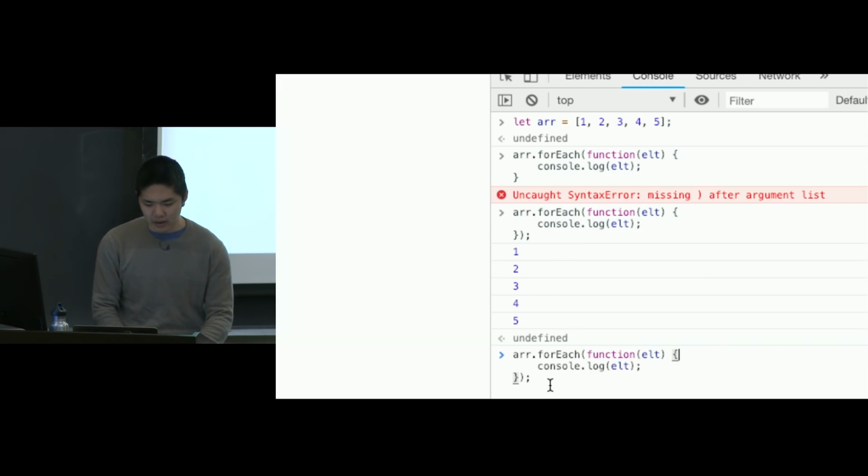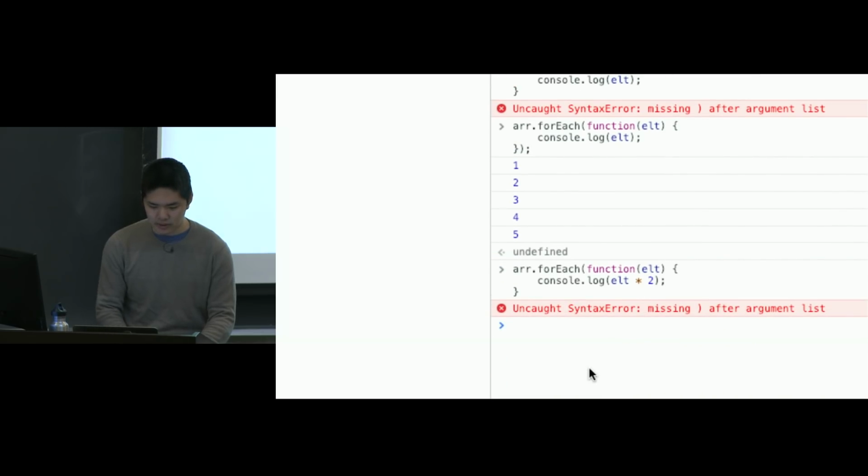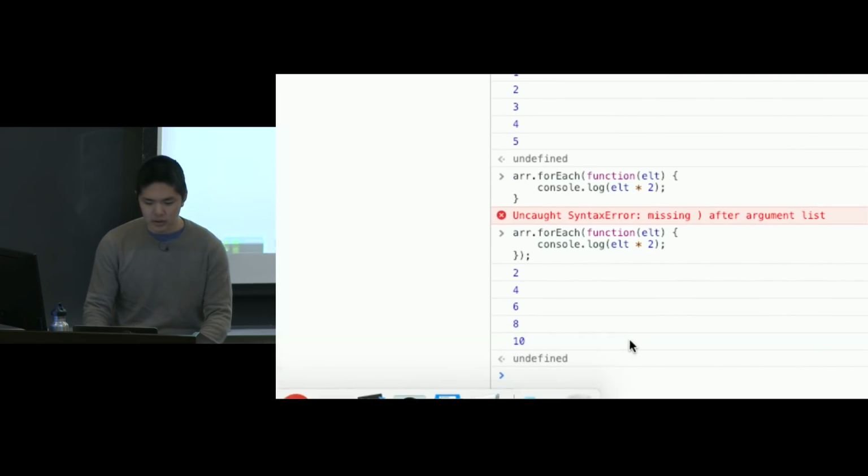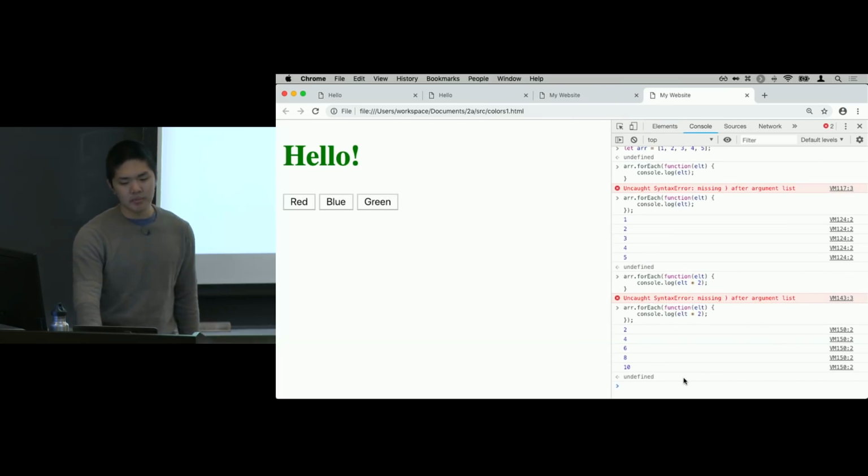I could instead have said, all right, console.log element times 2, for example. And that would have printed out, I did the same mistake again. And that would have printed out 2, 4, 6, 8, 10. Because for each element, we're just going to go through each element in the array, multiply it by 2, for example, in order to do that. Questions about that or how it worked?